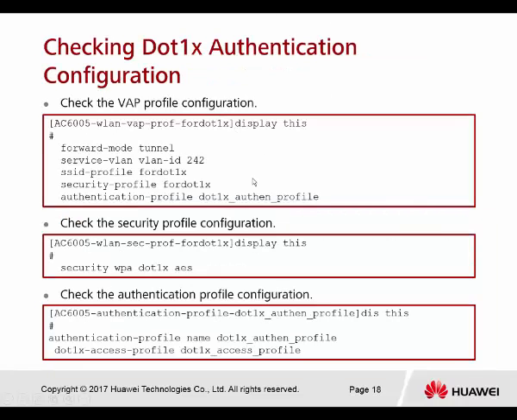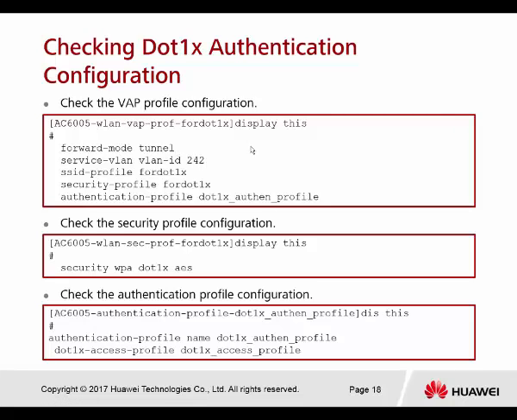Follow-up will be checking the 802.1x authentication, if the enterprise is using this authentication. Enter your AC using the command line and use the command display this on your VAP profile. Or you can use the command display current-configuration to check all the commands. Make sure your configuration here is correct. Is the forwarding mode tunnel? If you configure the tunnel mode, it means your controller also has to configure the default route.